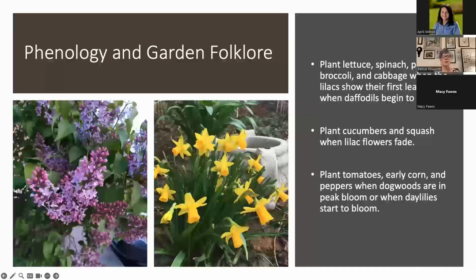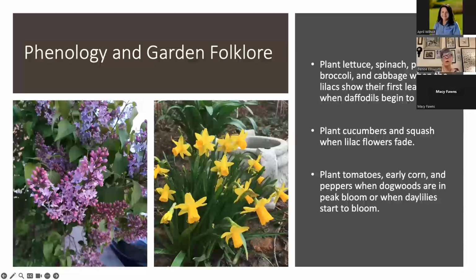So some of the ways we use phenology in our folklore, we may plant lettuce, spinach, peas, broccoli, and cabbage when the lilacs show their first leaves or when daffodils begin to bloom. And that's true for you in Kentucky, me in Ohio, my friend who lives in Toronto, right? So if our phenological clues are the same, then that activity should be the same wherever we are.